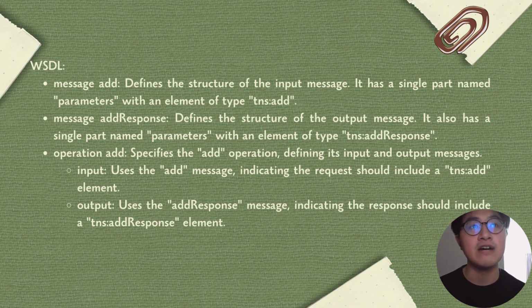It defines the structure of the output message. It also has a single part named parameter with an element of type tns:addResponse. Lastly, for the portType section, it specifies the add operation, defining its input and output messages. The input message uses the add message, indicating the request should include a tns:add element. For the output, it uses an addResponse message, indicating the response should include a tns:addResponse element.